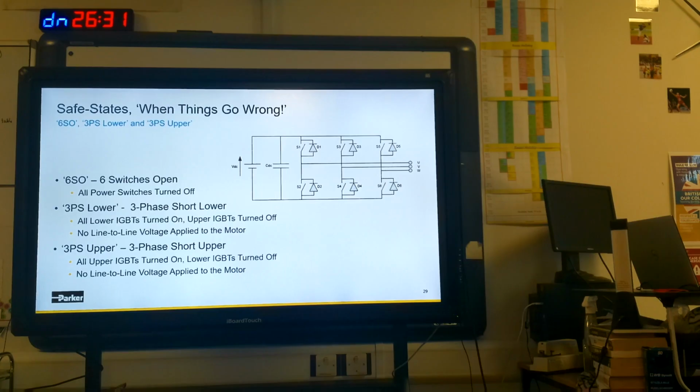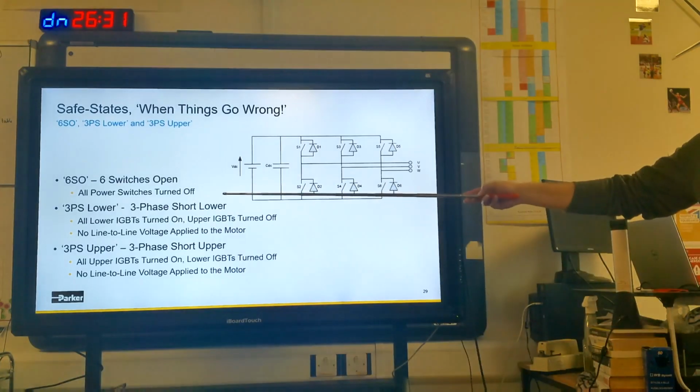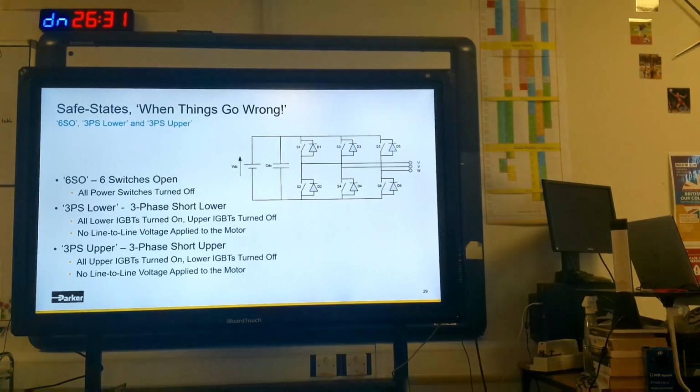So you've met some of them before, but the first and obvious one is 6SO, 6 switches off. Just turn off all the switches in the power converter. If I was operating less than base speed, and let's say I had a trip event, I don't know, the motor got too hot and we need to stop operation, then it's perfectly legitimate to turn off all the power switches. In that condition, the back EMF is lower than the battery voltage, no current would flow back into the power converter, the motor would coast, everybody would be happy.